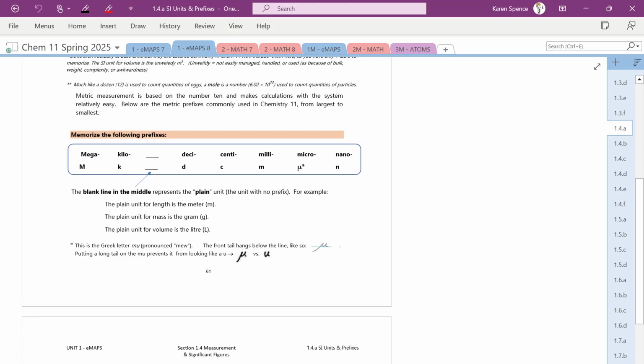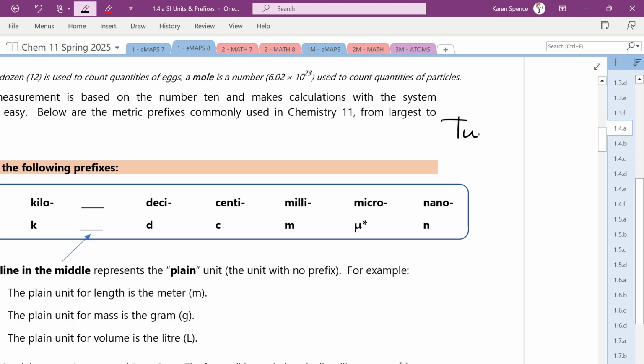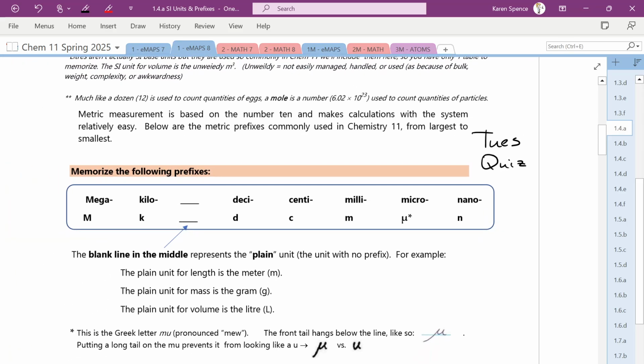We are on page 61. Next week on Tuesday, you are expected to memorize these, okay? But it's okay because I got your back.